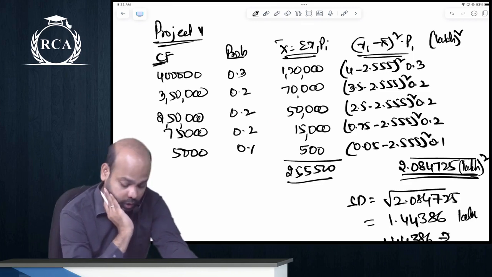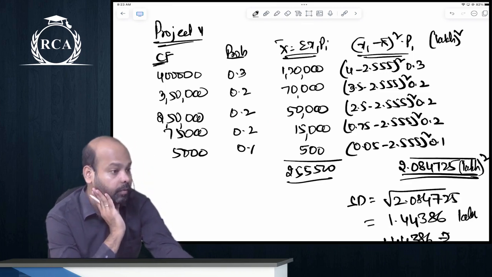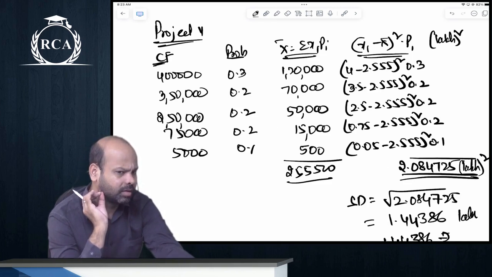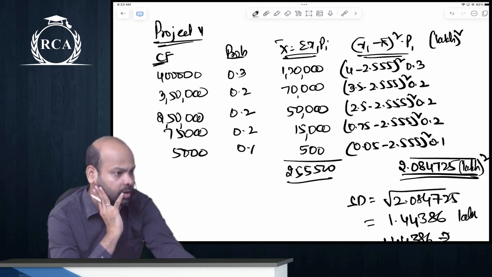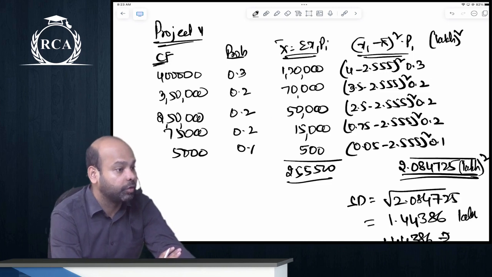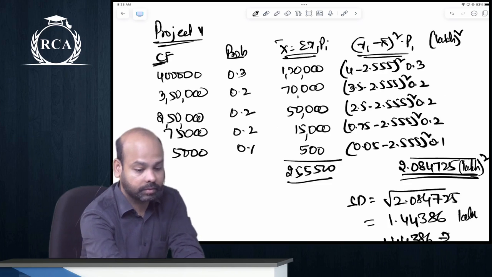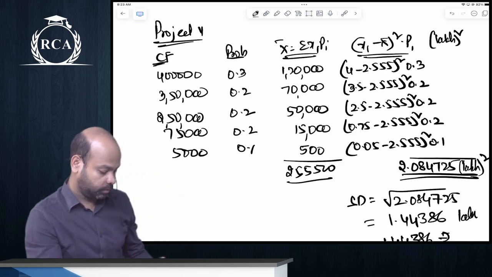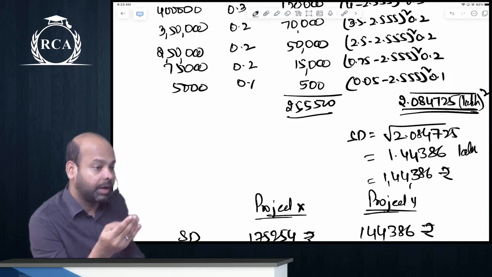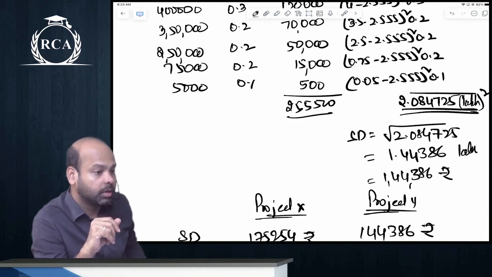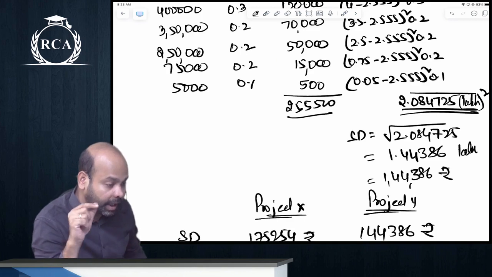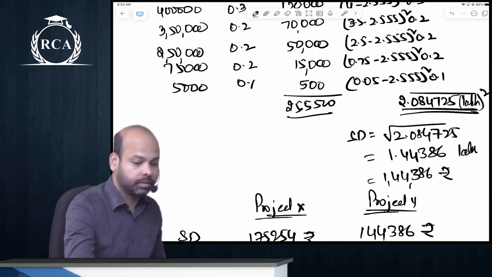If you take 1000 square as such, beta, you will write 400 minus 255.5. If you are taking in thousands, the expected cash flow is 255.5, so it will be 400 minus 255.5 whole square into 0.3. After you compute standard deviation, then you will multiply into 1000, because there are variances in 1000 square, take root of that directly. After you compute your standard deviation in thousands, you will multiply by 1000. Understood? Catch Aditya.